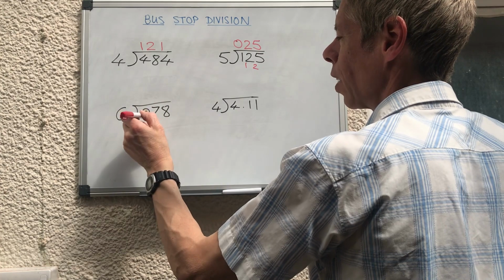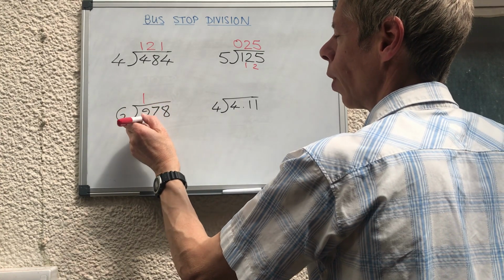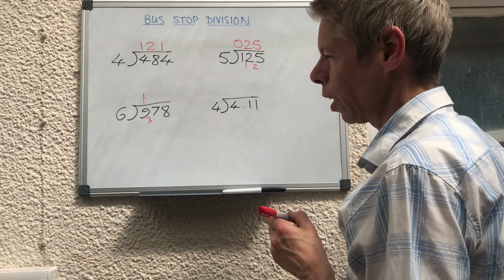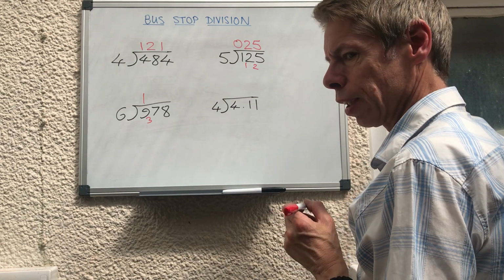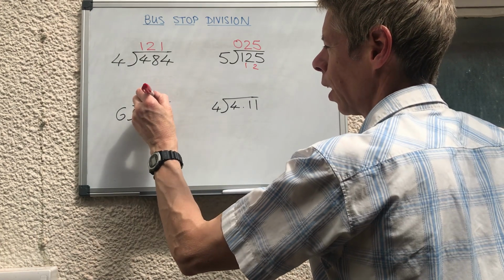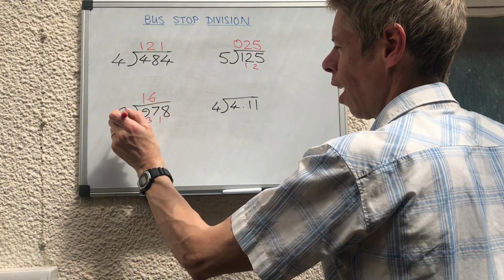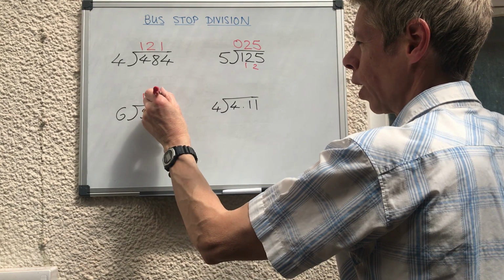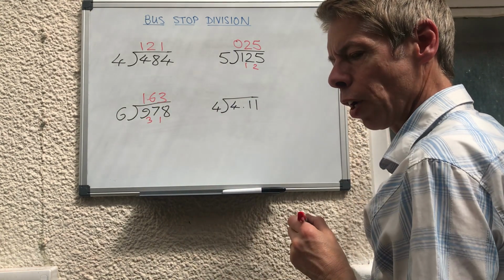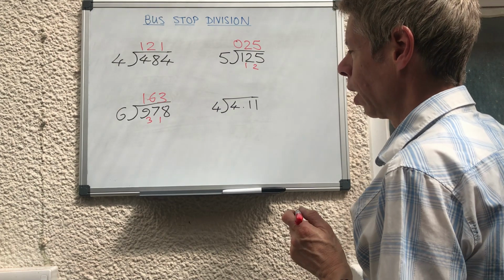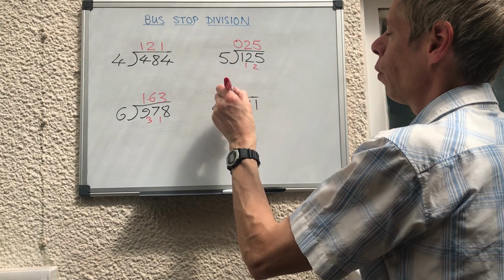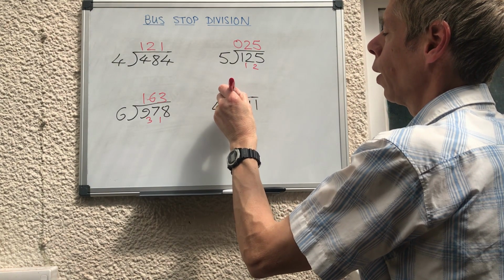Question 3, how many 6s in 9 is 1, remainder 3. How many 6s in 37? Well, 6 6s are 36. So 6, there's 1 left over. How many 6s in 18 is 3? So the answer to question 3, 163.